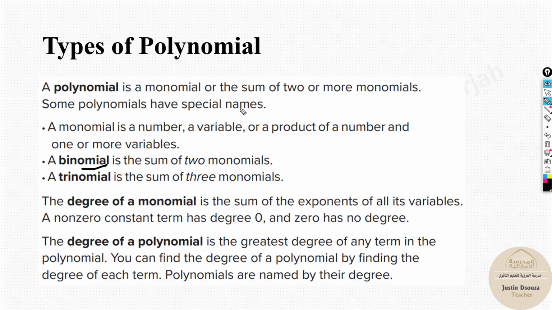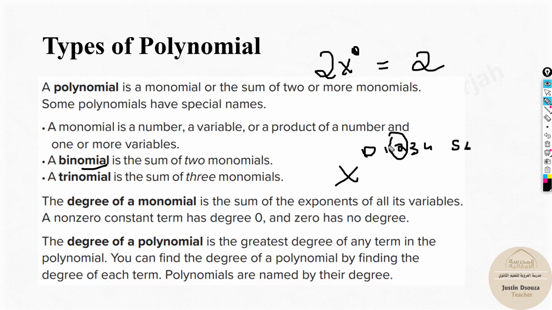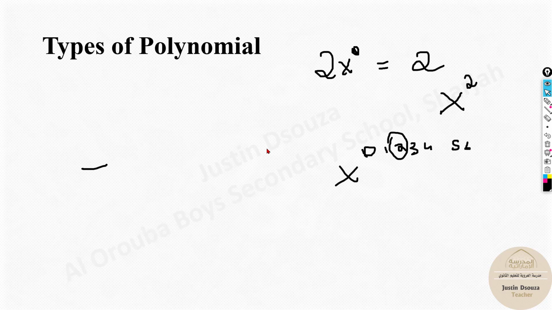What is this degree? You can have degree 0, 1, 2, 3, 4, 5, 6, anything. Now, imagine you have 2x to the power 0. This is a constant. Why? Because anything to the power 0 is 1, so 2 into 1 will become 2. So you just write 2. Whereas if you had x squared, this is the degree. Like we will see in the next slide, you should just look into the highest power, and that is the degree. So the greatest degree of any term in the polynomial is the degree of the polynomial, basically.